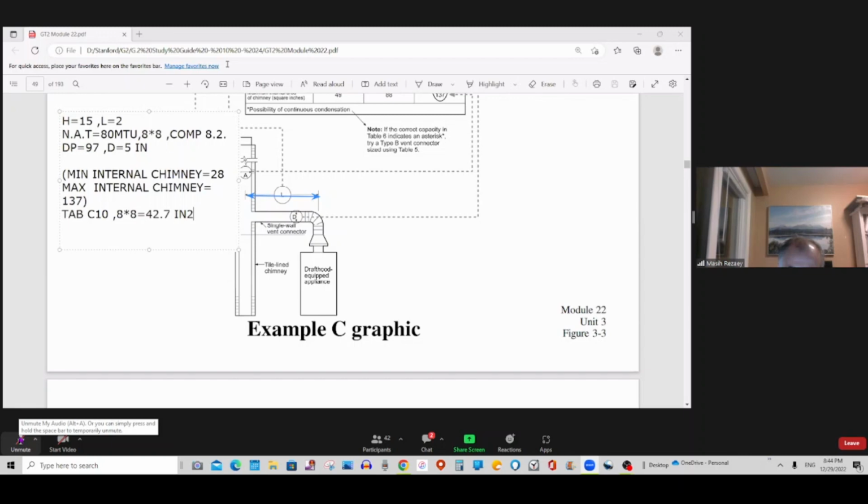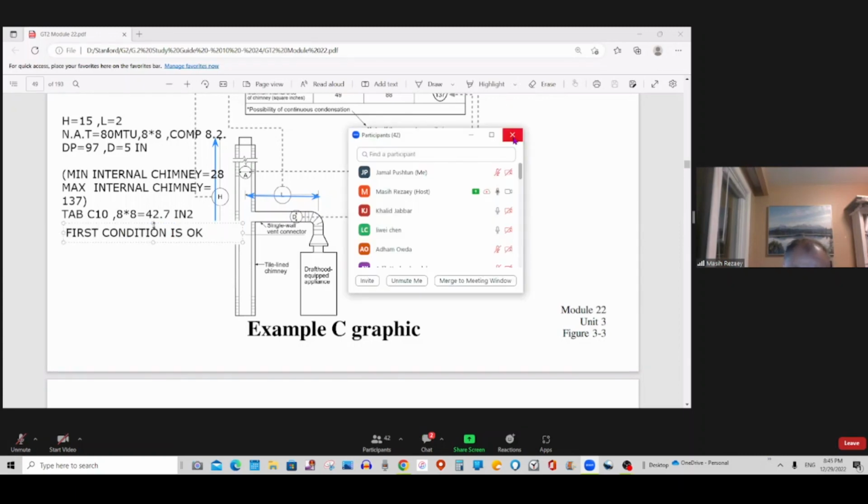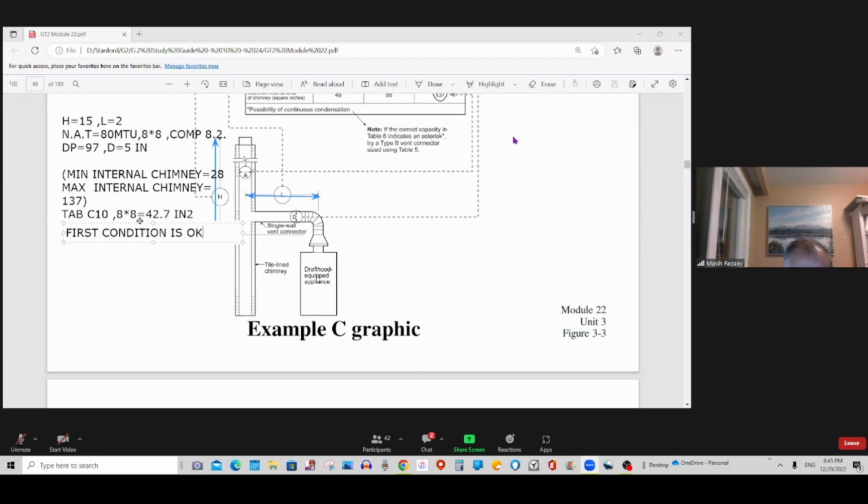The first condition, it should be between those two numbers, 28 and 137. You should fall inside it, which it is. So this 42.7 is between 28 and 137, so the first condition is okay, right? It fits, because the internal is 42.7 and the minimum is 28, maximum is 137. You got that? So this internal chimney should be between min and max, which it is.